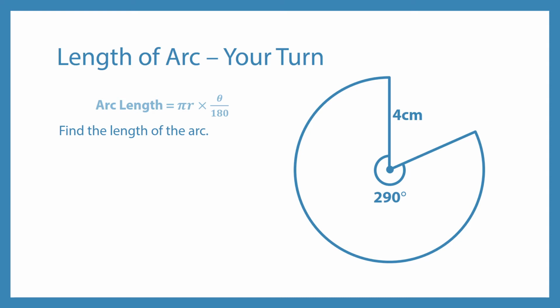So can you find the length of this arc? We just use our formula. Length is pi r times theta over 180 degrees. So length is pi times 4 times 290 over 180. This doesn't simplify down nicely, so we'll just go straight to our 2 decimal places, which is 20.24.